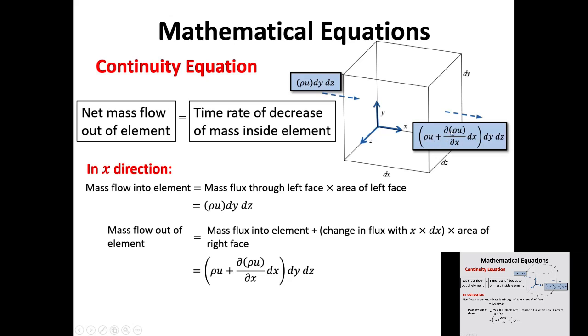Rho u plus the partial derivative of rho u with respect to x times dx. So that is the change of velocity when it goes from that point to that point along a distance dx. So your velocity has changed, but your area hasn't changed. Okay. So the mass flow out of the element is that, the mass flow into the element is that.